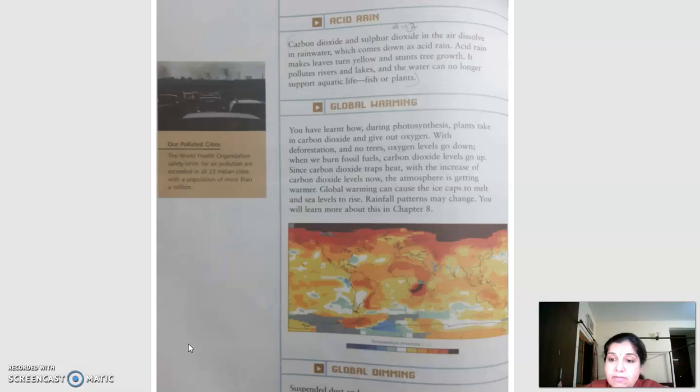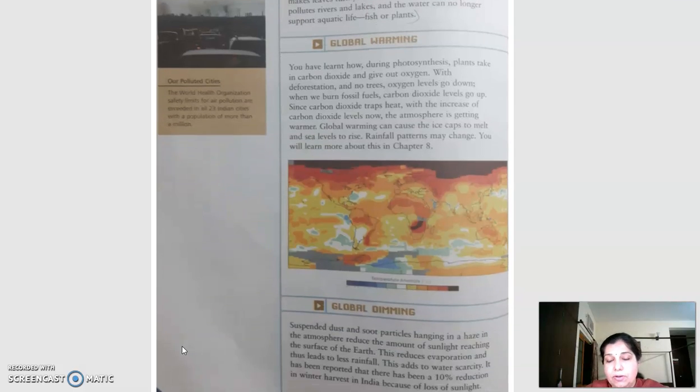And this is very, very risky because it is making our ice caps melt. The glaciers and the ice caps are melting because of the increasing temperature, and the levels of the oceans and the sea are rising. So this is a cause of serious concern, and it also may change the rainfall. That is, the areas that experience more rainfall may experience less rainfall.